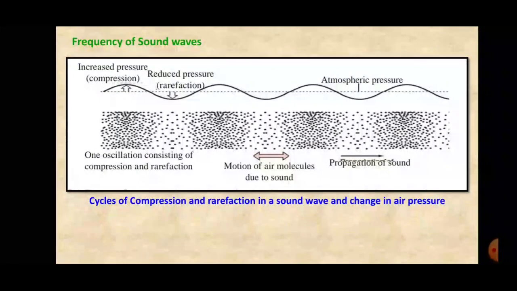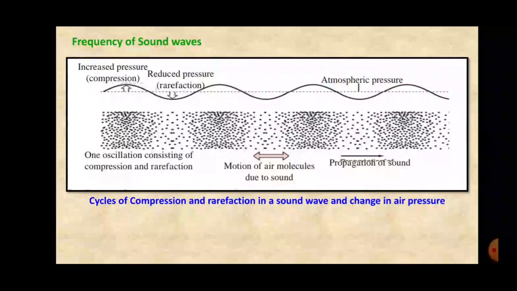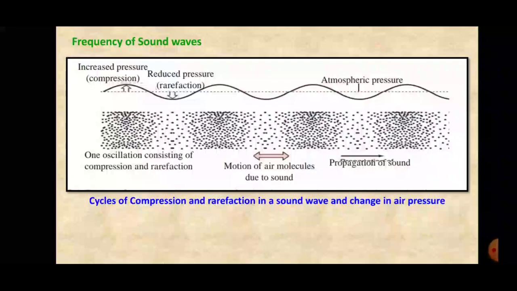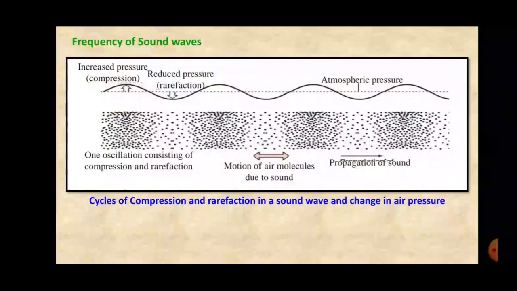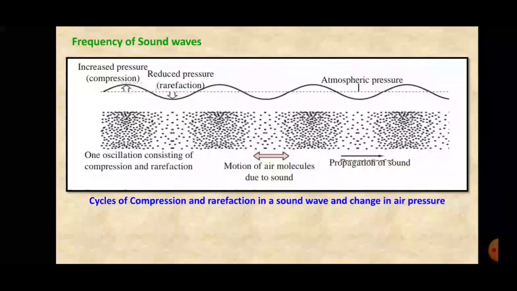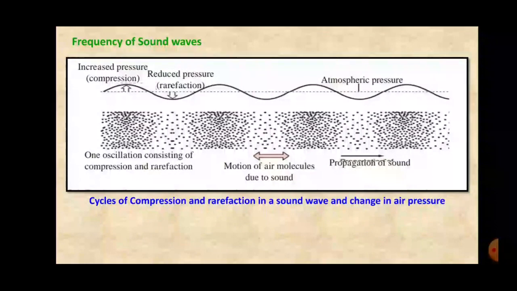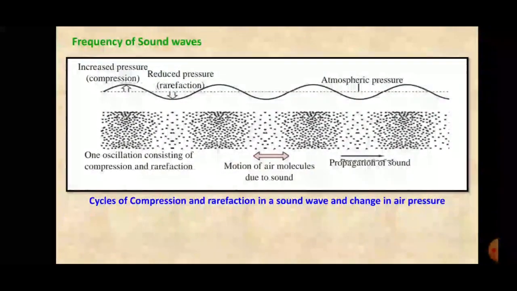Now, if we go to the picture on the screen, the very first part of the air column, you can see it has high pressure and high density, and it is the compression. Next to it is the rarefaction. Then again compression, then again rarefaction, compression, rarefaction, right? Now, this one cycle of compression and rarefaction is called a sound wave.